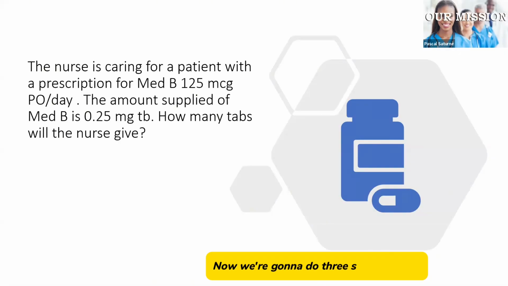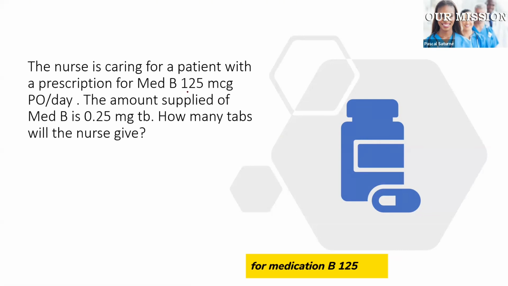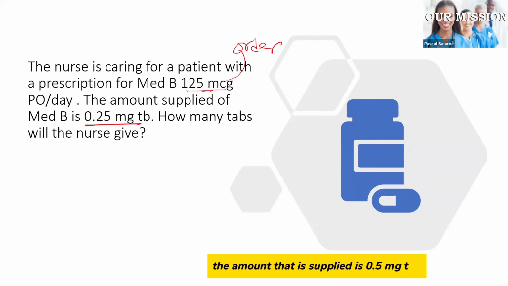Now we're going to do three-step equations. You'll see. The nurse is caring for a patient with a prescription for medication 125 microgram. This is what we order. The amount that it supplies is a 0.5 milligram tablet. This is what you have on hand. How many tablets will the nurse give?